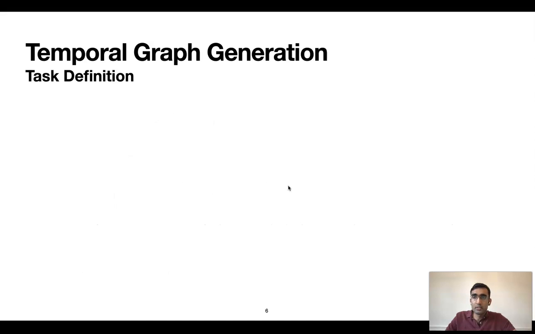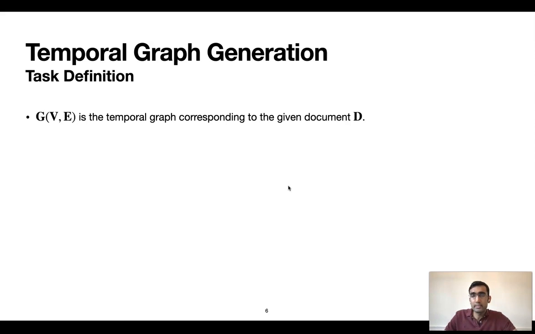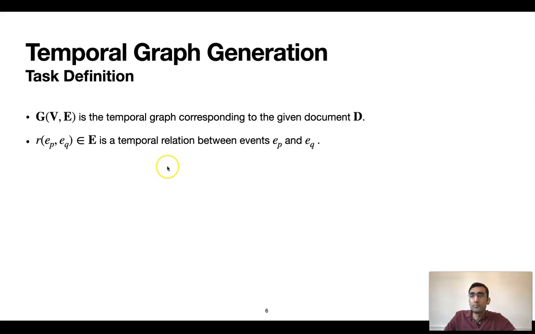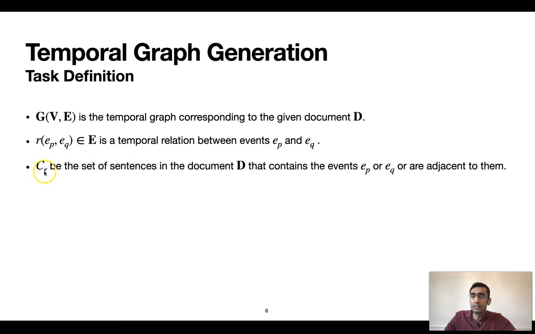So let's look at the task definition more formally. So G, V, E is the temporal graph corresponding to the given document D. R is a temporal relation between events EP and EQ. CR is the set of sentences in the document D that contains both the events EP and EQ.